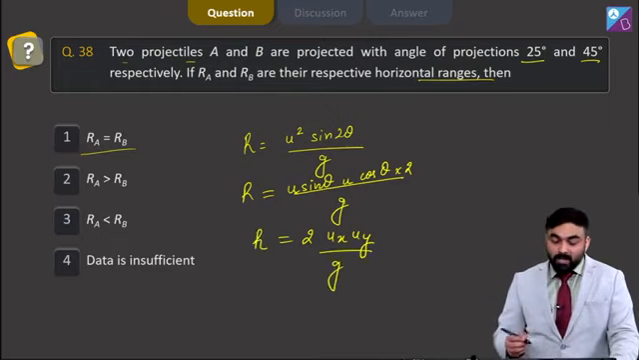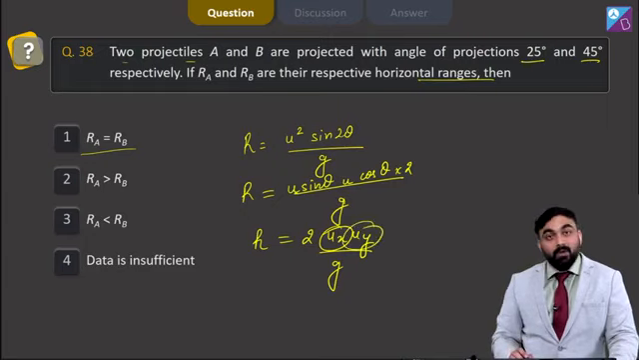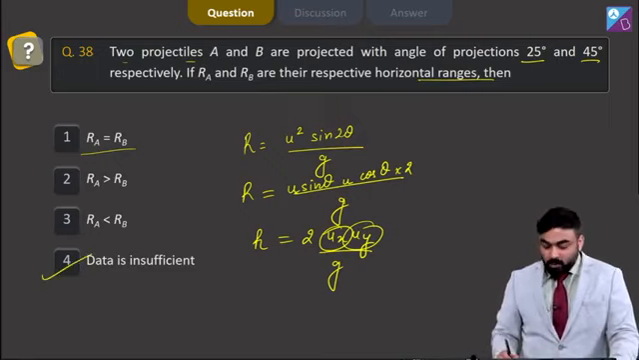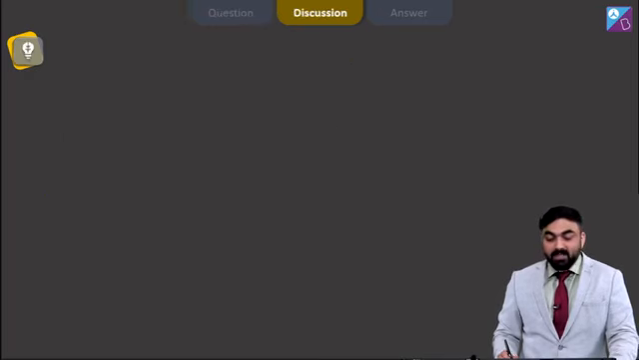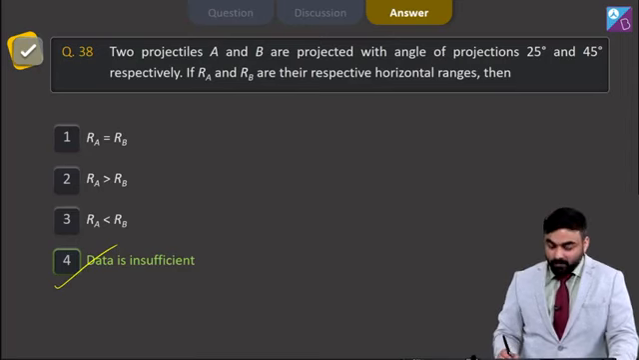So to find the value of horizontal range, we need initial speed in x direction and in y direction at the place of projection, which is not given in this particular question. So data is insufficient here. Okay, so option number 4 is the correct answer, which is correct according to our answer slide as well.